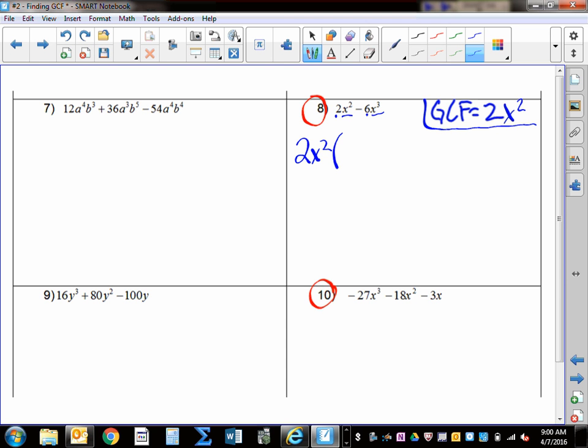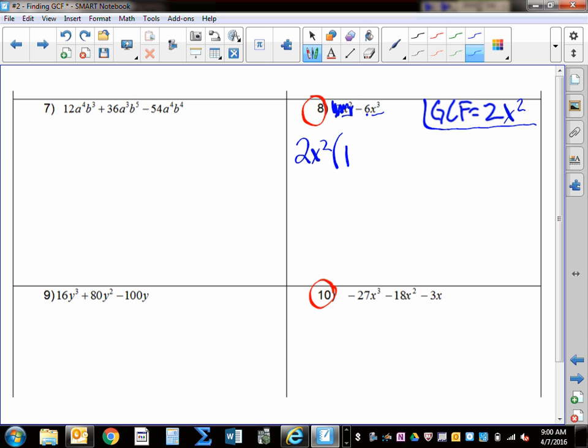Take a look at your first term. I'm going to cover up my second term. 2x squared divided by 2x squared. So 2 divided by 2 gives me 1. What's x squared divided by x squared? Anything divided by itself? 1. So 1 times 1 is just 1. If I multiply this back out, 2x squared times 1, what is that? 2x squared, right? 2x squared times 1 is just 2x squared. So that's my first term. So I took care of this.